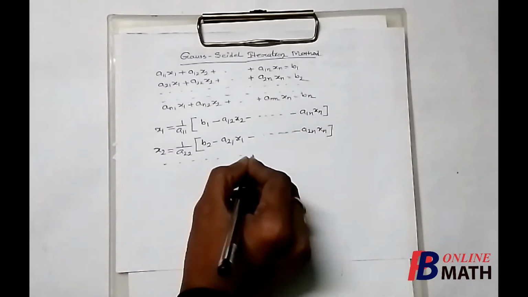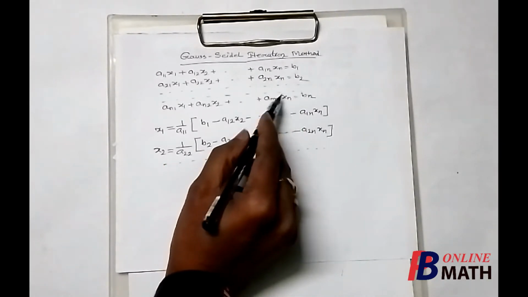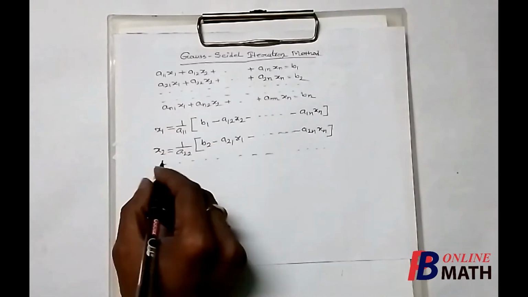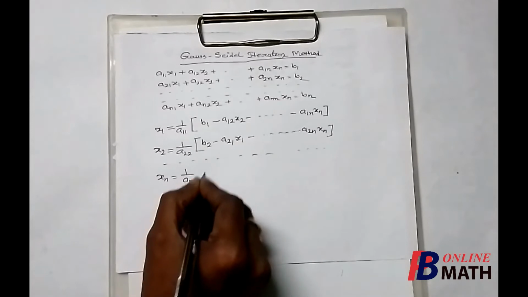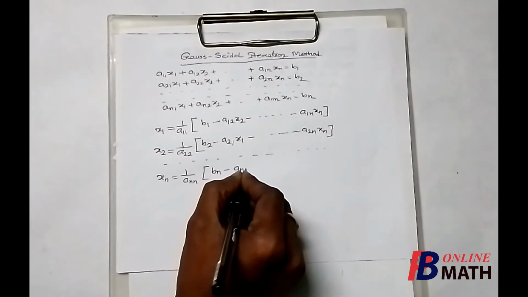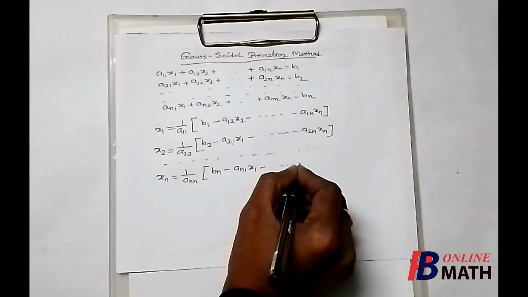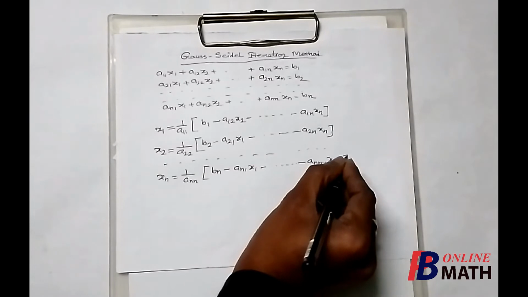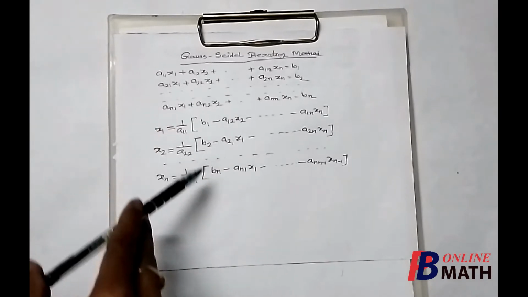And continuing in this way, finally from the last equation, we keep this variable xn on the left hand side and we take all the values on the right hand side. So it is xn equal to 1 by ann, it is multiplied by bn minus an1 x1 minus an2 x2 ultimately minus an minus 1 x n minus 1. So we have written all these n equations in this different form.